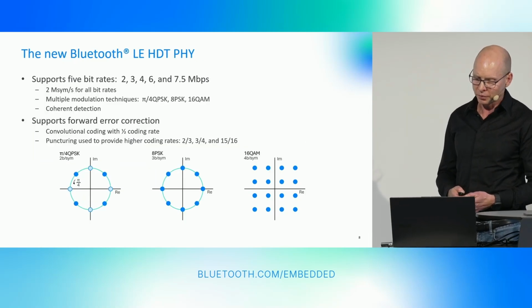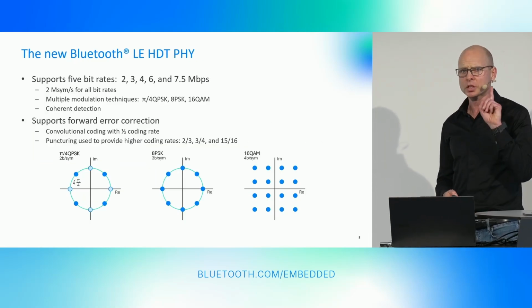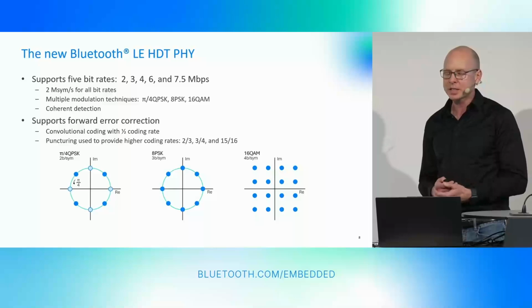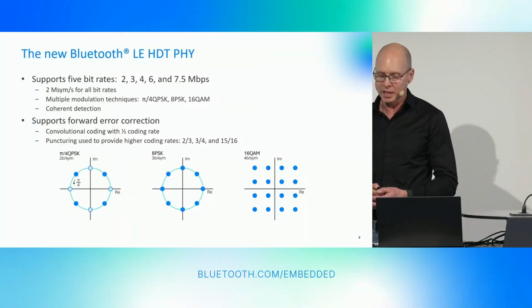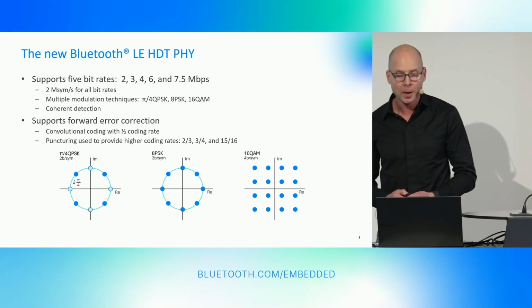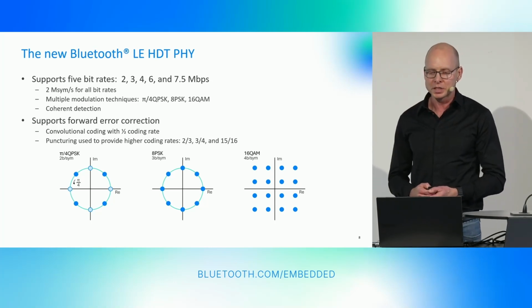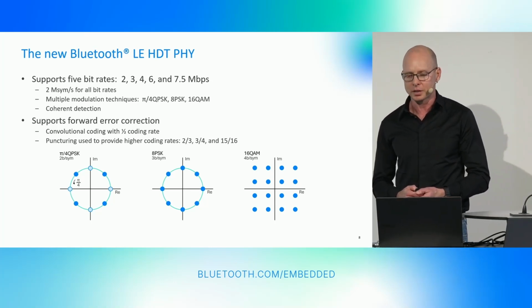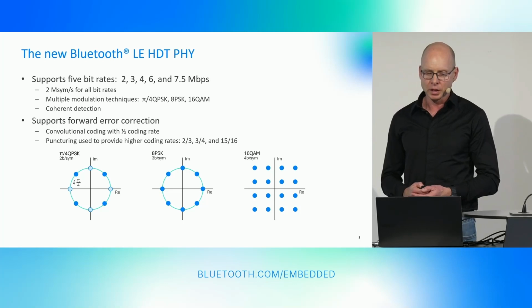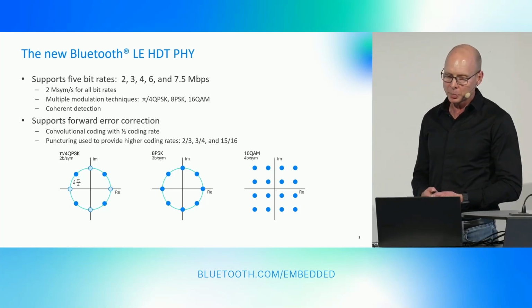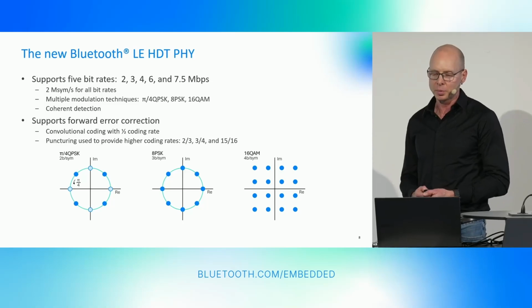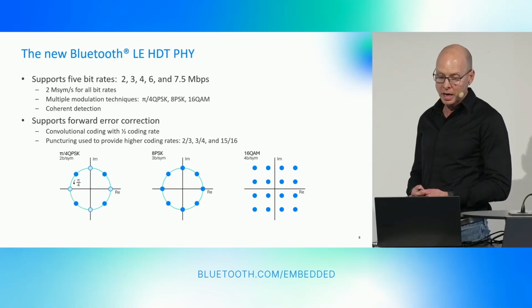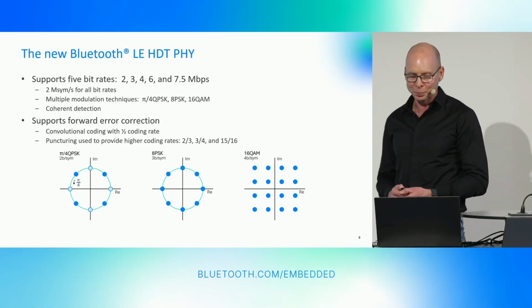So now let's turn to the PHY. So I mentioned it, there's going to be one new PHY. This PHY is going to support 5 bit rates: 2, 3, 4, 6, and 7.5 megabits per second. All of them are going to operate with a symbol rate of 2 megasymbols per second. I mentioned higher order modulations. We're adding support for 3 new modulation schemes. That's Pi/4 QPSK, 8PSK, and 16QAM.